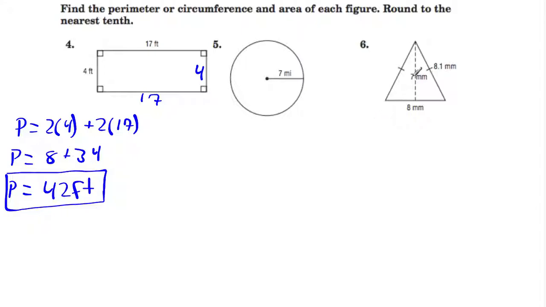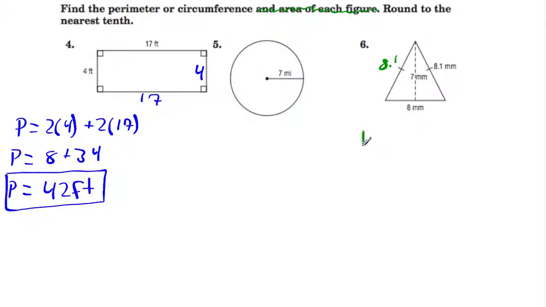For number 6 here, this 7 millimeters, you don't really need to worry about that. We're not finding the area of this. What we're doing is we're finding the outside. So we can see this tick mark there, which means that this is 8.1.